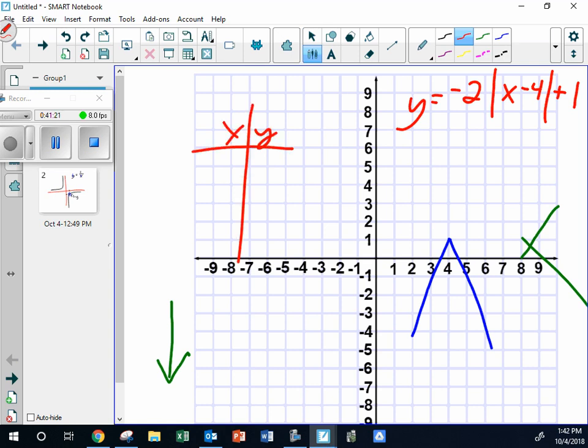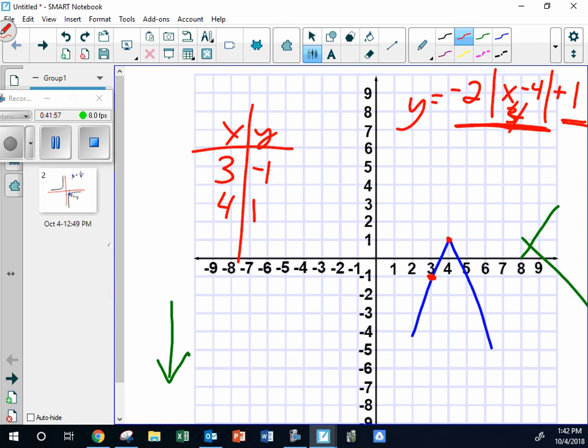XY chart. On my XY chart, I'm going to find things like 3, 4, and 5 and stick them in. If I stick in 3, I get 3 minus 4 is negative 1. Absolute value is 1. 1 times negative 2 is negative 2. Plus 1 is negative 1. And did I have 3 comma negative 1? I did. Look at that. I did it right. Now I'm going to try another one. Let's put in 4. If I put in 4, I get 0 here, which means all of that's 0. Plus 1 makes 1. 4 comma 1. Look at that. I did that right too. I can tell I was on the right track.